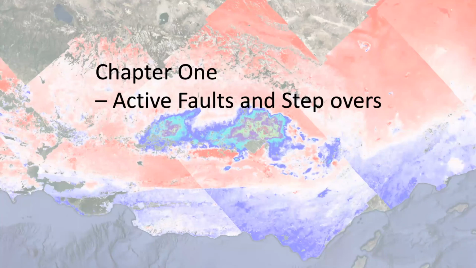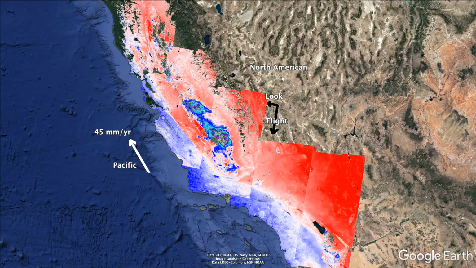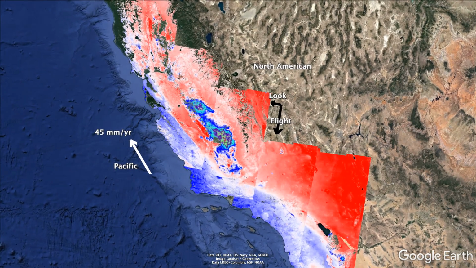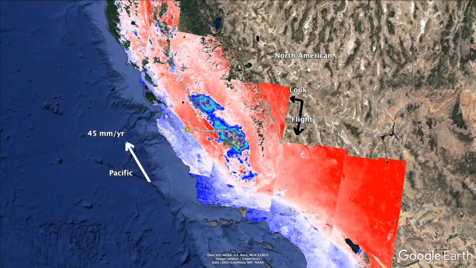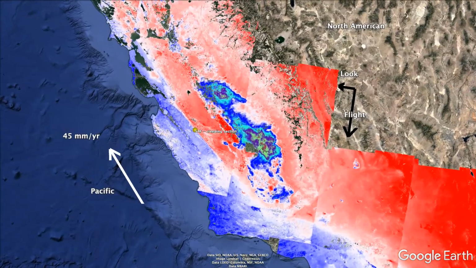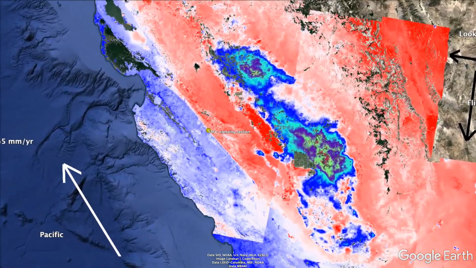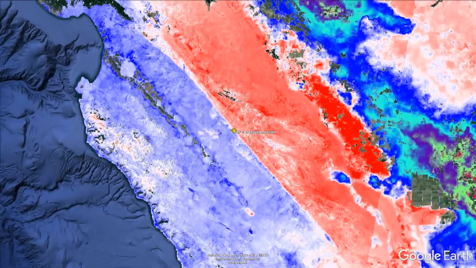1. Active faults and stepovers. The most prominent deformation feature is the large-scale, right lateral, strike-slip motion between the North American Plate and the Pacific Plate, which is about 45 mm per year. The transition is broad where faults are deeply locked, and very sharp where faults are creeping, with maximum creep rates up to 30 mm per year at the creeping section of the San Andreas Fault.